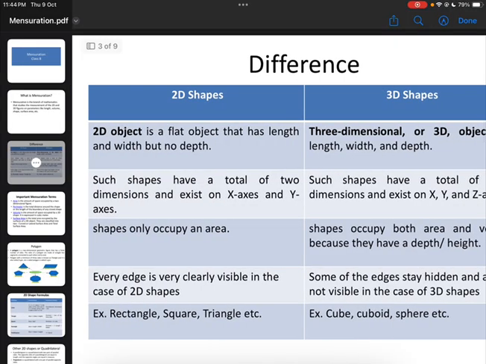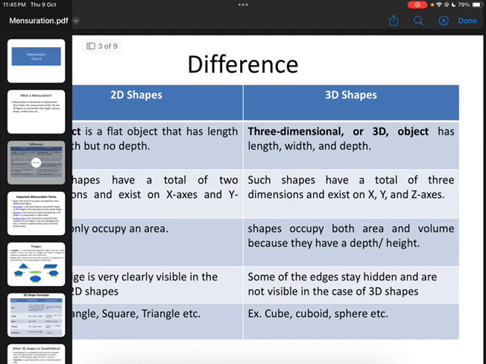2D shapes are such shapes which have a total of 2 dimensions and exist only on the x and y axis. They only occupy area, and every edge is very clearly visible in the case of 2D shapes, as you see in your book, which is in rectangle shape. Examples of 2D shapes are rectangle, square and triangles.